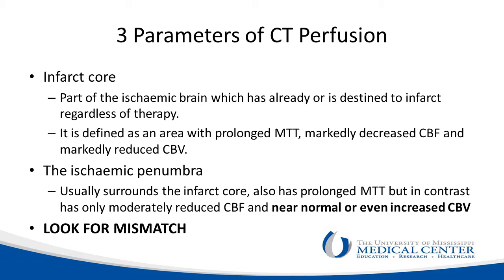The ischemic penumbra, however, is usually surrounding the core infarct. The mean transit time will be prolonged, but the cerebral blood volume should be normal to near normal, and that's going to help you figure out which part is the core infarct and which part is the penumbra. That's called mismatch.